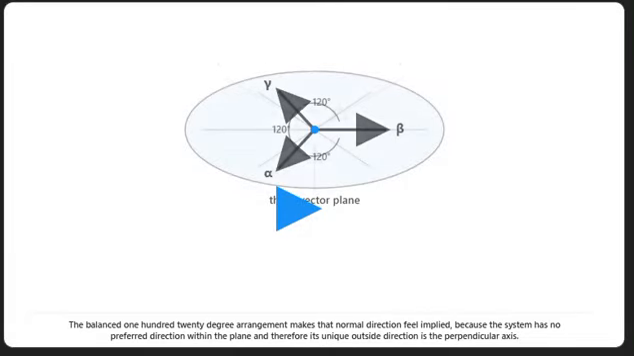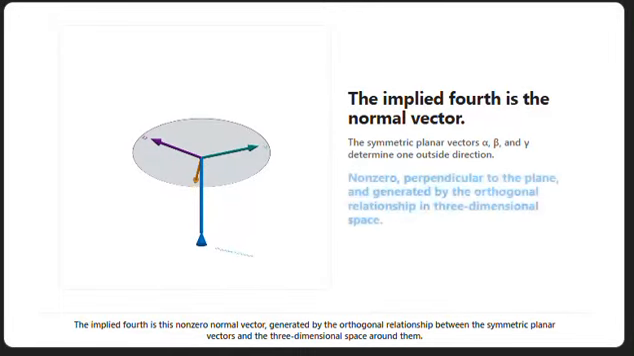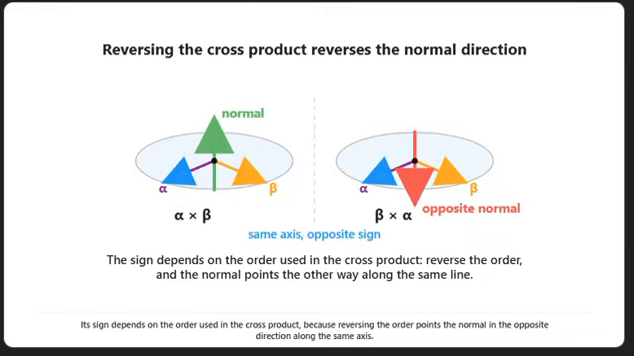The balanced 120-degree arrangement makes that normal direction feel implied because the system has no preferred direction within the plane and therefore its unique outside direction is the perpendicular axis. The implied fourth is this non-zero normal vector, generated by the orthogonal relationship between the symmetric planar vectors and the 3-dimensional space around them. Its sign depends on the order used in the cross product, because reversing the order points the normal in the opposite direction along the same axis.